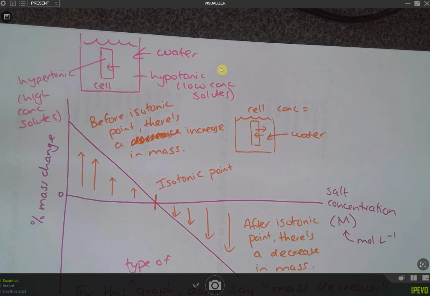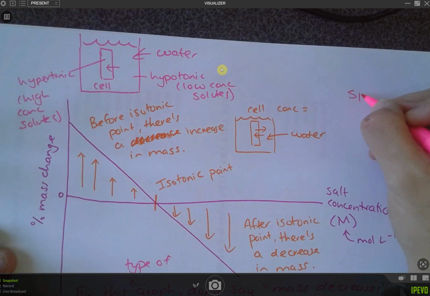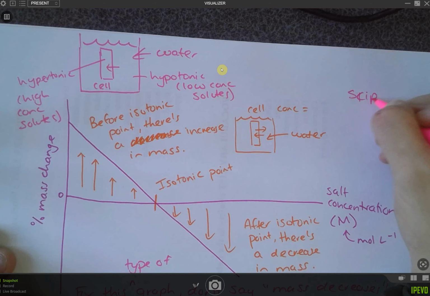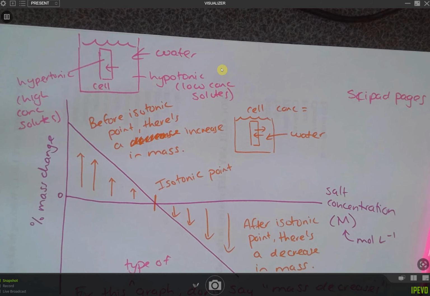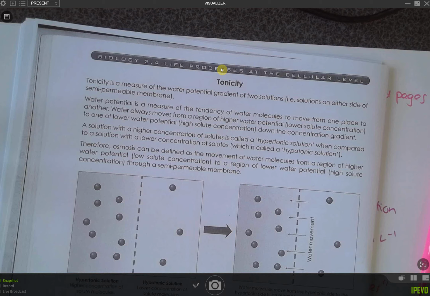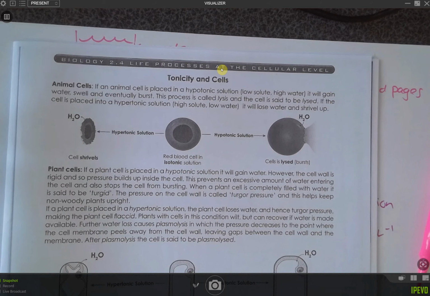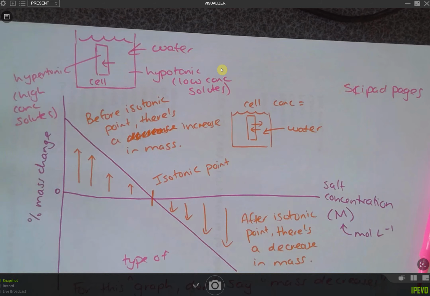If you're not sure about this, you should be doing the Scipad pages on tonicity and on osmosis. I'm not sure off the top of my head what pages they are. I think I have 44 and 45, but that's an old version of the book. What you're looking for is this page in the Scipad and this page in the Scipad. Okay? Cool.